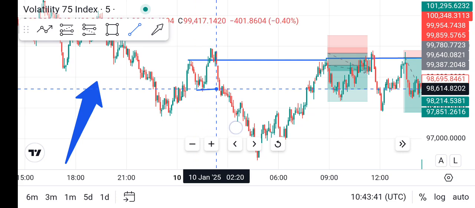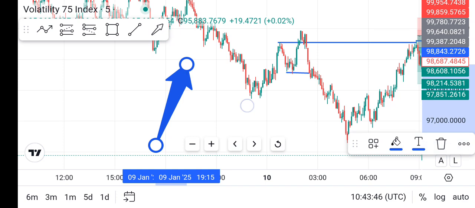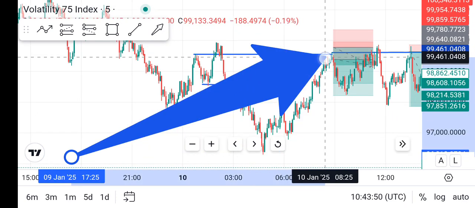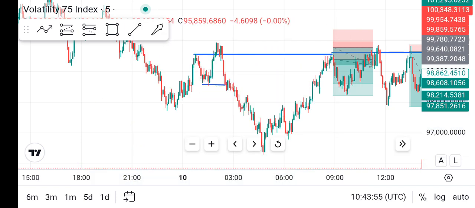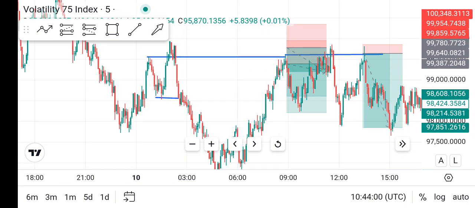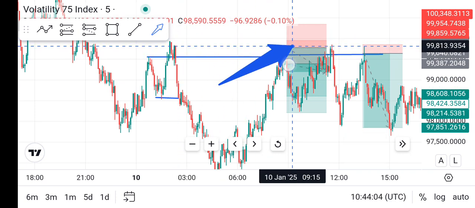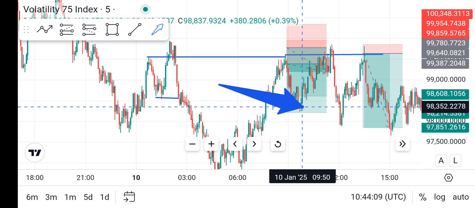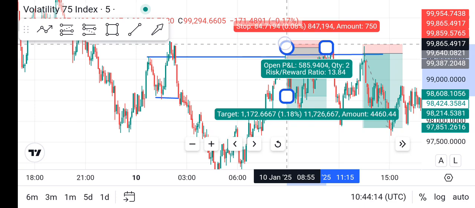After changing character, all I waited for is price to pull back to my zone right here. And after price pulled back to my zone, I decided to short the market, to sell. My stop loss will just be above this recent high, then I short the market. And it actually played well also. My stop loss should be somewhere around here.